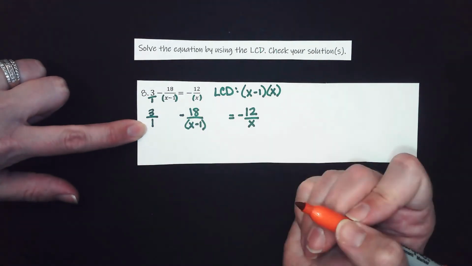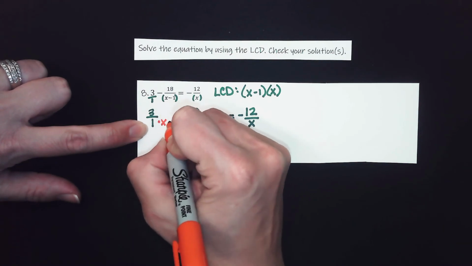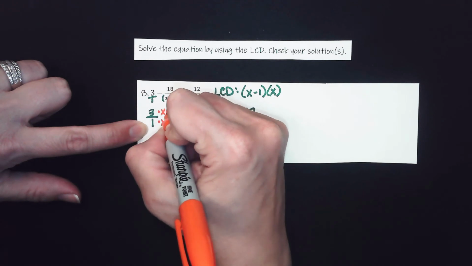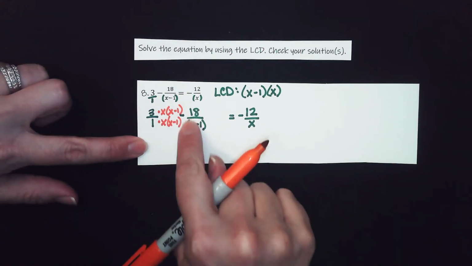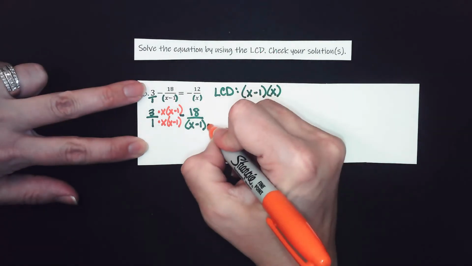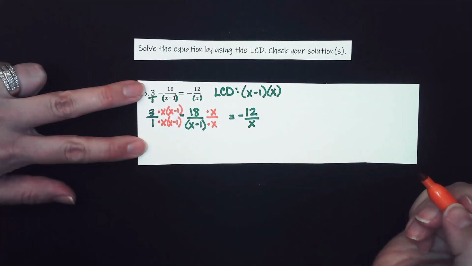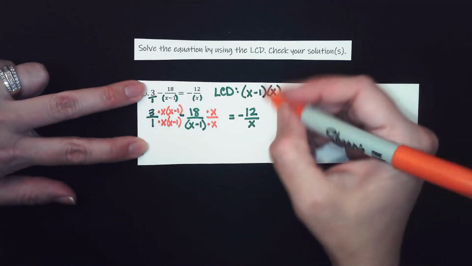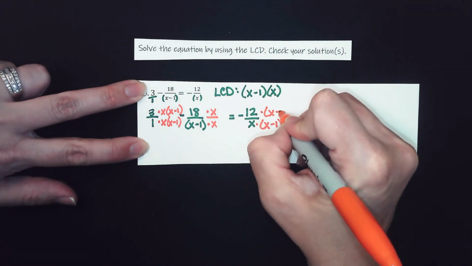And I'm going to just move x to the front for the sake of this one. So I'm going to multiply this times x times x minus 1. So this is times x minus 1. Okay? This next fraction is missing the x. It has the x minus 1, but I need x, so I multiply by x. The last fraction here has the x, but it's missing the x minus 1, so multiply by x minus 1.